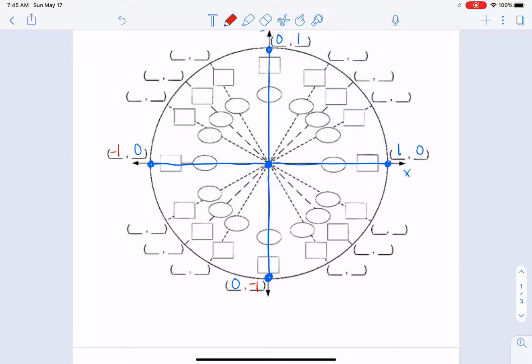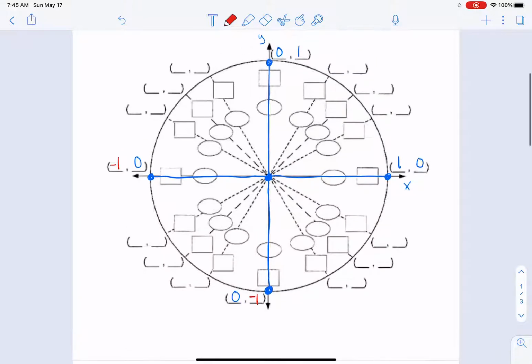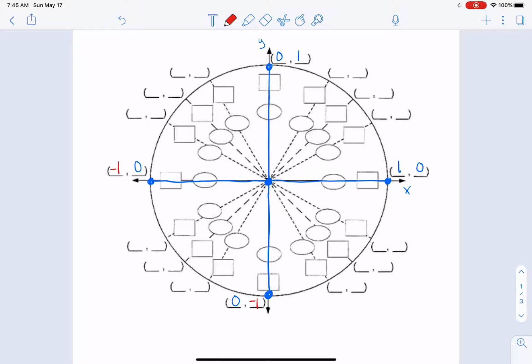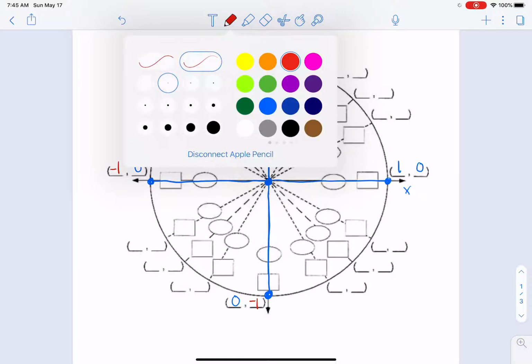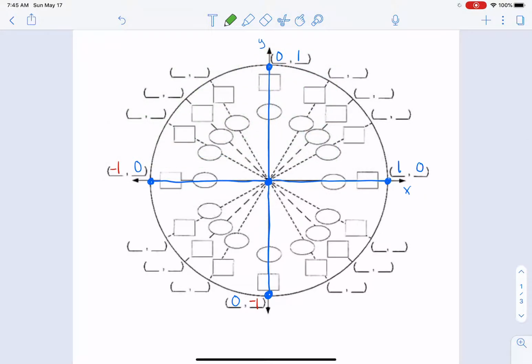So let's think about these quadrants really quickly and when they are positive versus negative. So if we have an ordered pair in quadrant 1, so this is quadrant 1 over here, this is going to be a positive X value and a positive Y value, right? If we have quadrant 2, now our X value will be negative, but our Y value is still going to be positive. So our X will be negative, but our Y will be positive.